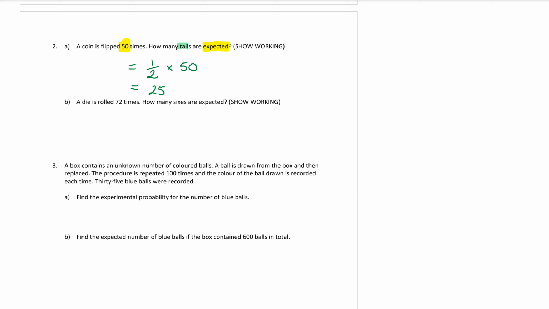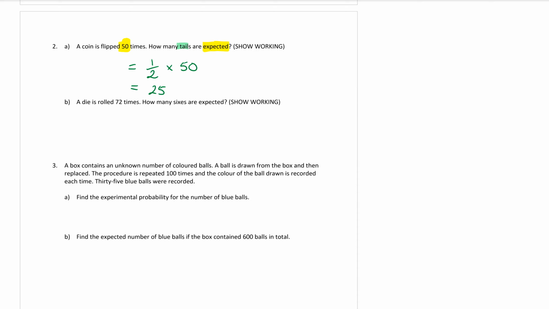Okay, now it does say here in brackets with the capital letters there, show working. So on your test, I don't just want to see you write 25 times down there. You go, oh, it's going to be half the time. Let's just put 25 down there. I want to see that you know that you're timesing the probability by the number of trials. I want to see that working out.